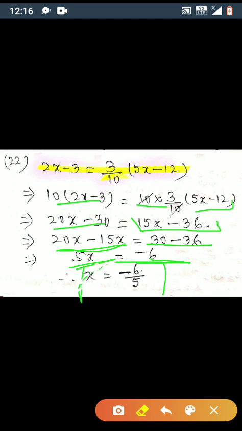(5x minus 12). It can be written as 20x minus 30 equal to 3 5s are 15x minus 36. 20x minus 15x equal to 30 minus 36. So 5x equal to minus 6. Therefore, x equal to minus 6 by 5.